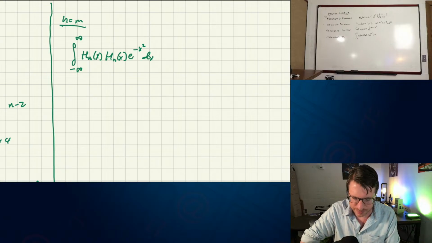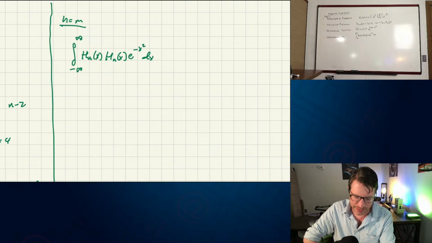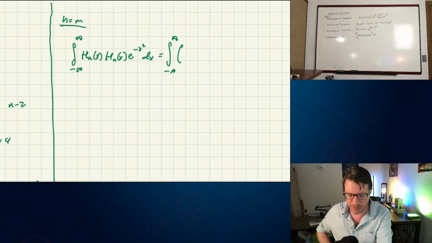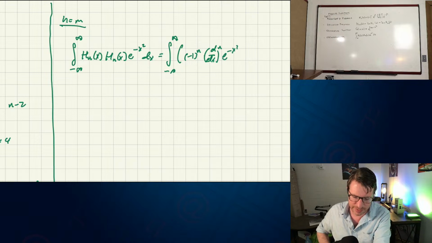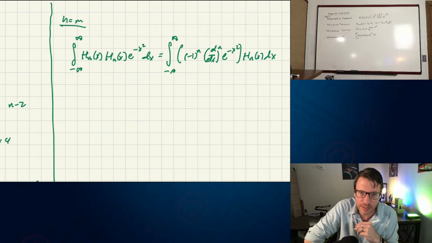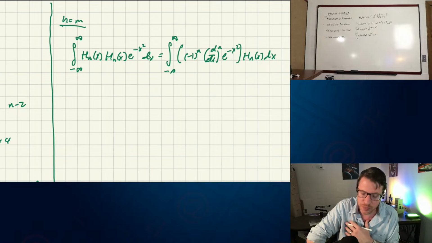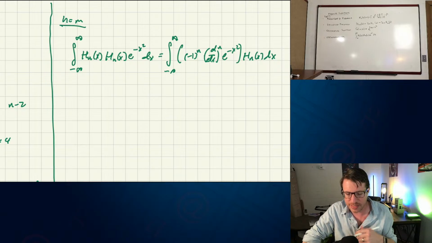Okay, so we do the same thing. We end up grouping e to the minus x squared with one of these terms, and this is going to give us (-1)^n, and then it's going to have d^n/dx^n of e to the minus x squared, and then we're going to have this times H_n(x) dx. Again, we've used Rodrigues's formula, and we canceled e to the x squared with our e to the minus x squared, and that's pretty nice.